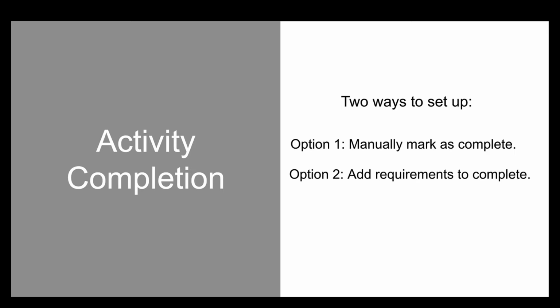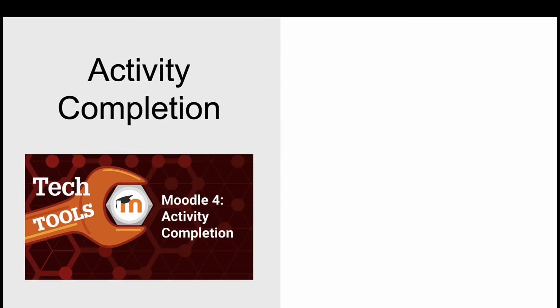If you include any completion requirements, the requirements will be shown on the right side of the activity within the To Do drop-down menu. The activity completion is useful not only to help students track their own progress, but also to encourage them to take responsibility for their own learning.